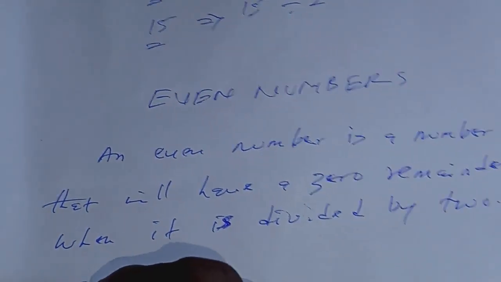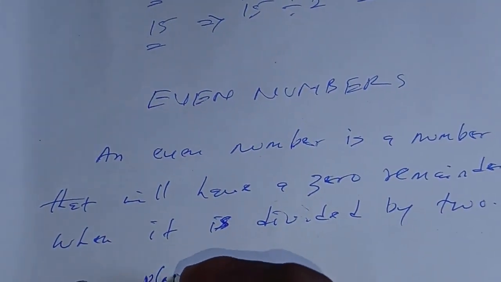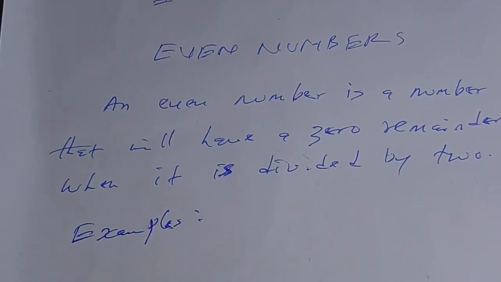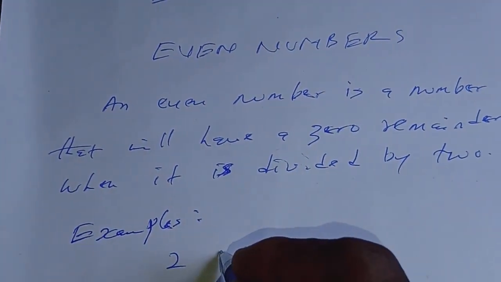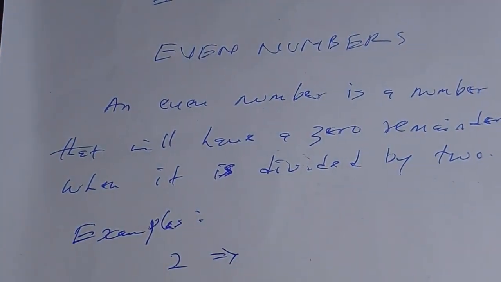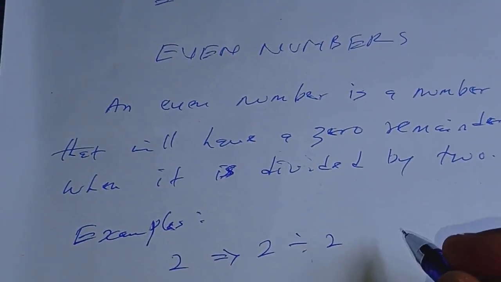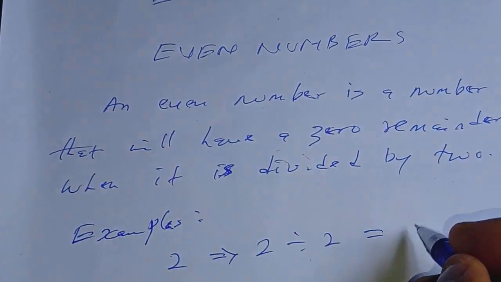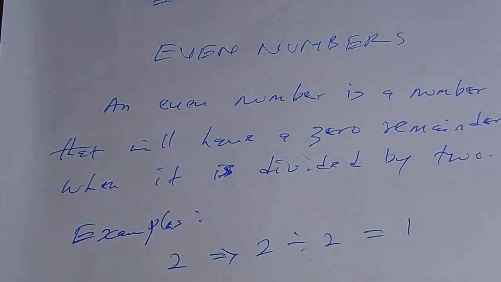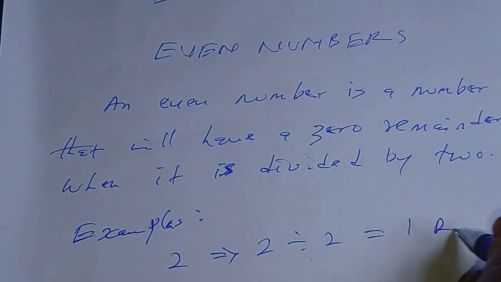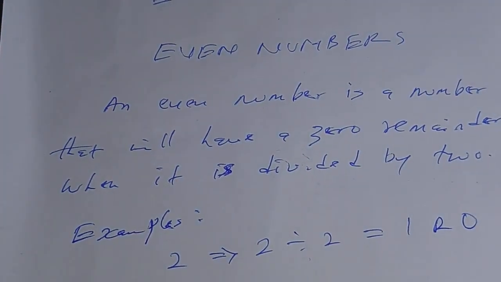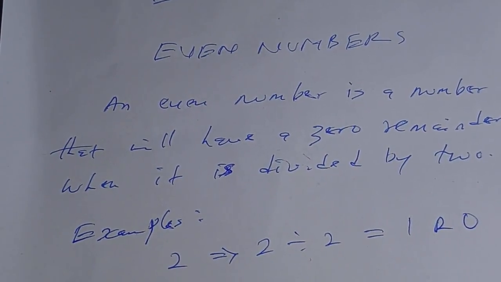Now let's take examples. The first of the even numbers, which everyone knows, is 2. 2 is an even number. Why? Because 2 divided by 2 will give you 1. Perfect. No remainder. So the moment the remainder is 0 when you divide the number by 2, that number is called an even number.